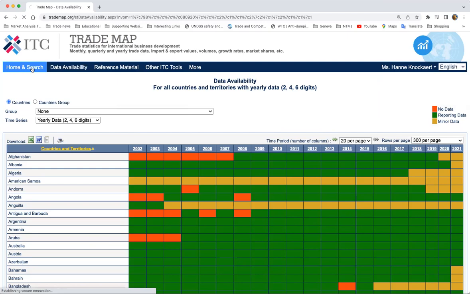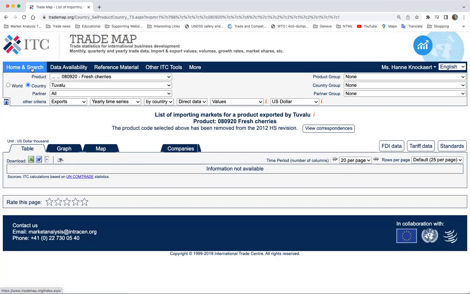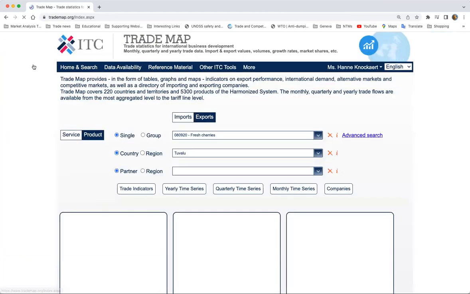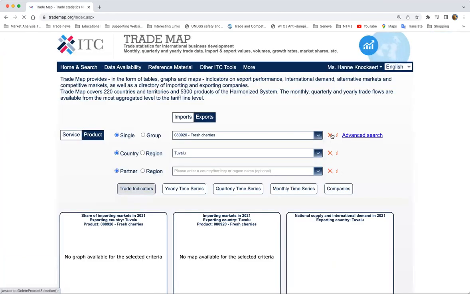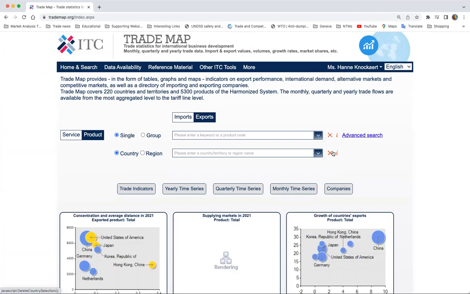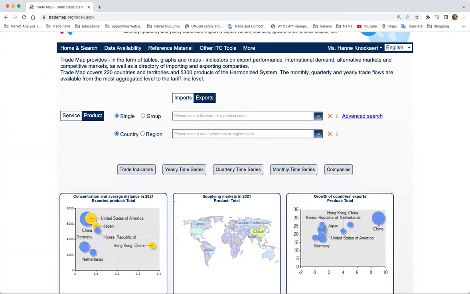Let me go back to our homepage because I would like to go into the data now. Again, a little glitch. Remove the cherries. Remove that. Okay, I'm here. I see one hand is raised. Please feel free to ask a question.